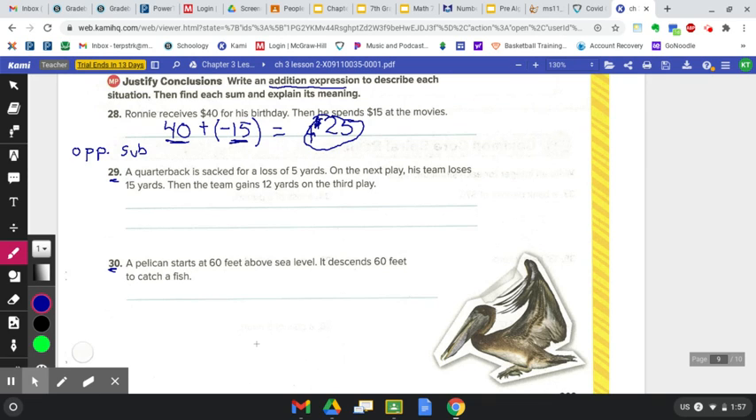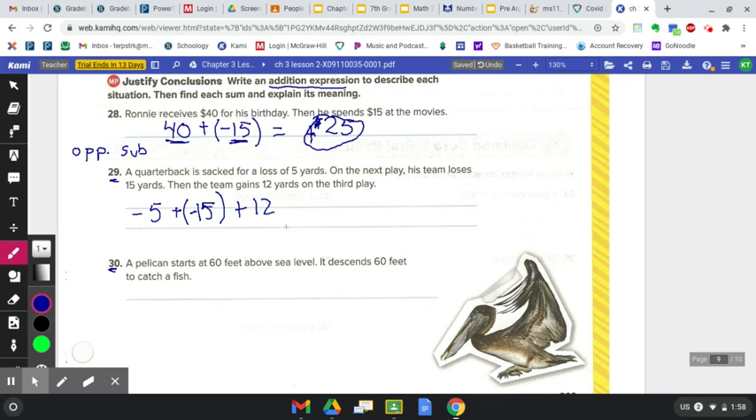All right, number 29 says a quarterback is sacked for a loss of 5 yards. So we'd represent that with negative 5. On the next play, his team loses 15 yards. So in addition to that, we've lost 15 yards, right? And remember, we can put that in parentheses. Anytime we have double signs there, we can put it in parentheses. And then it says the team gains 12 yards. So to that, we're going to add 12 yards.